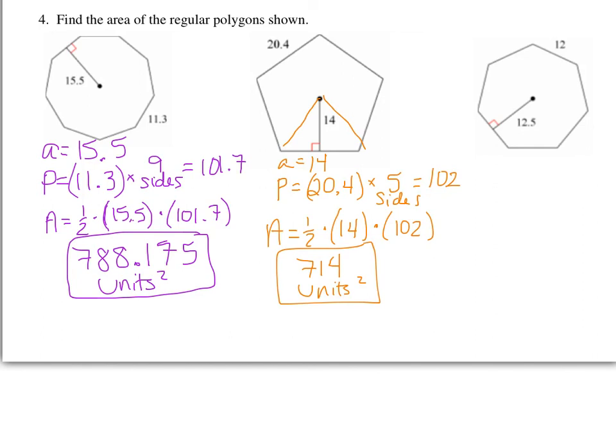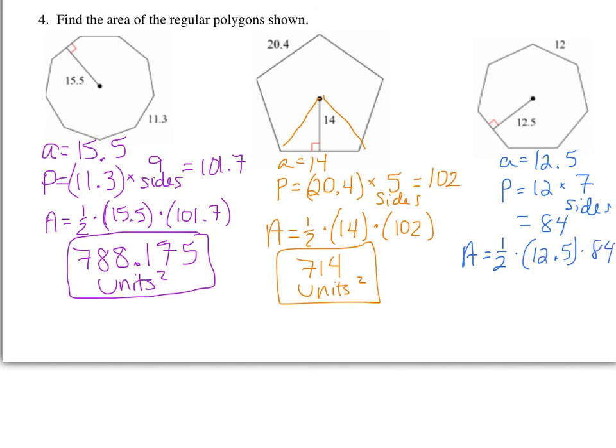All right, for the last one, our apothem is 12.5. Perimeter, we should take our side length, so 12, times, and this one, let's count them up. We've got 1, 2, 3, 4, 5, 6, 7 sides. So it's a heptagon, if you remember your words before. And that gives us 84. So then for our area, we can take that 1/2 times the apothem, so 12.5, times my 84. So I get 588, and again, it would just be units squared.